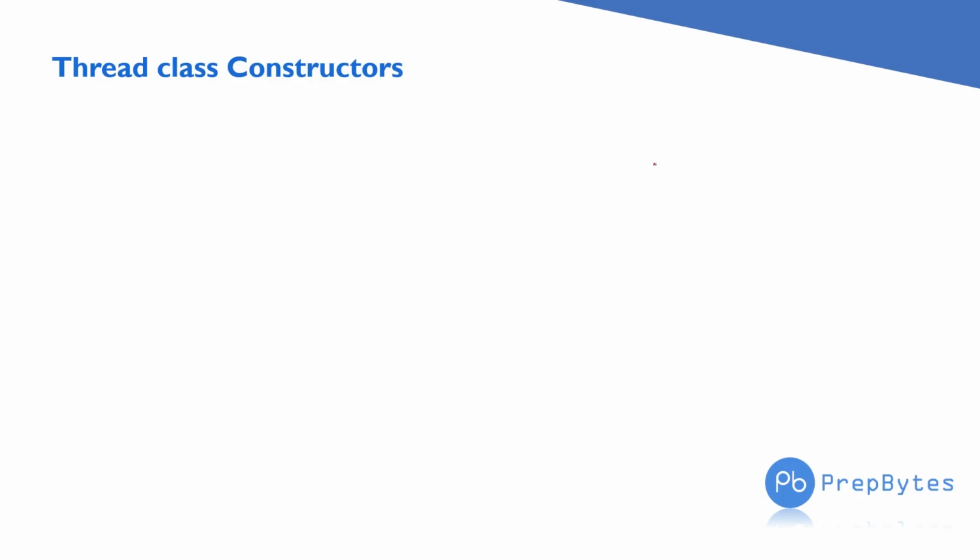Now, during implementation of the Runnable interface, we have seen two constructors of the Thread class. In the first constructor we are not passing anything. In the second constructor we are passing our target Runnable. I have explained this in the last video. So let's see more Thread class constructors.